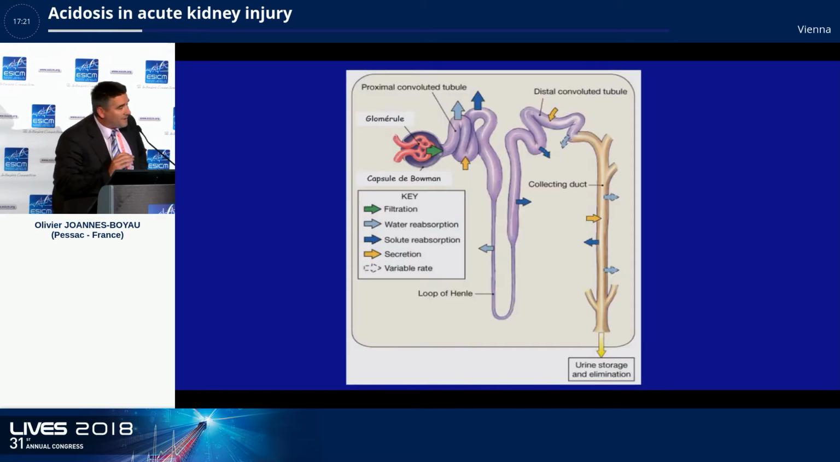Just to summarize very quickly the different parts: in the glomerulus, you have the filtration. After that you have reabsorption of water and bicarbonate, and also excretion of electrolytes in the loop of Henle. And after, in the collecting duct, you can reabsorb water and bicarbonate, and extract some electrolytes also. We will see this at the cellular level afterwards.